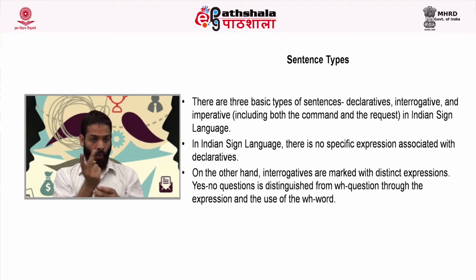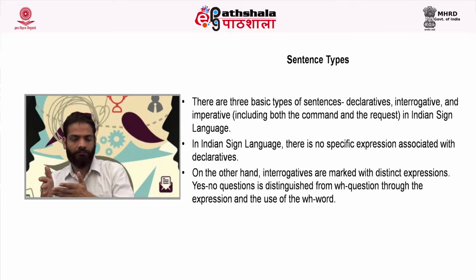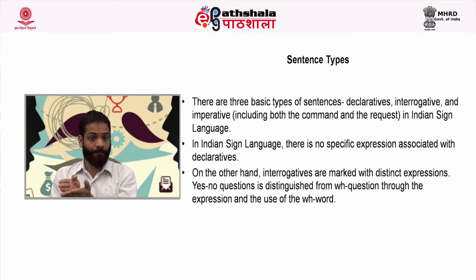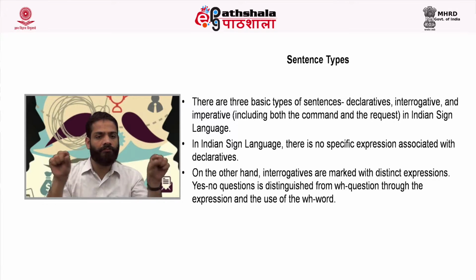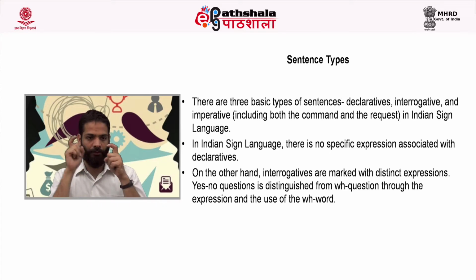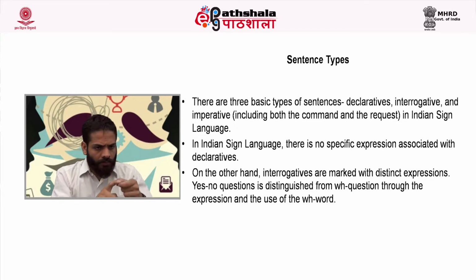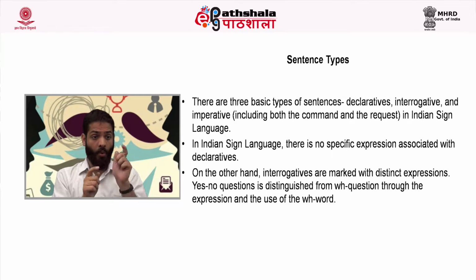In all these types of sentences, the signer distinguishes one from another with the use of different expressions. In Indian Sign Language, there is no specific expression associated with declaratives. Rather, this lack of specific expression indicates that the sentence is a declarative statement. On the other hand, interrogatives are marked with distinct expressions. Yes-no questions are distinguished from WH questions through the expression and the use of the WH word. In the yes-no question, the word order of the sentence is the same as in the declarative, but with a distinct expression. The basic expression associated with it is the relative chin up from the immediate sign.